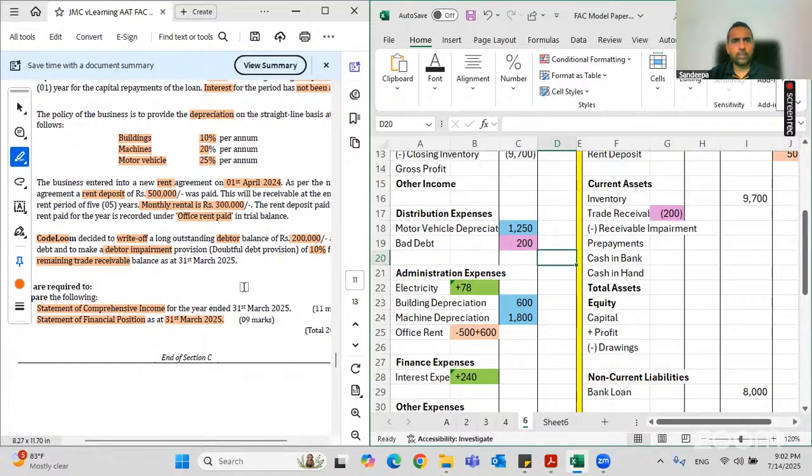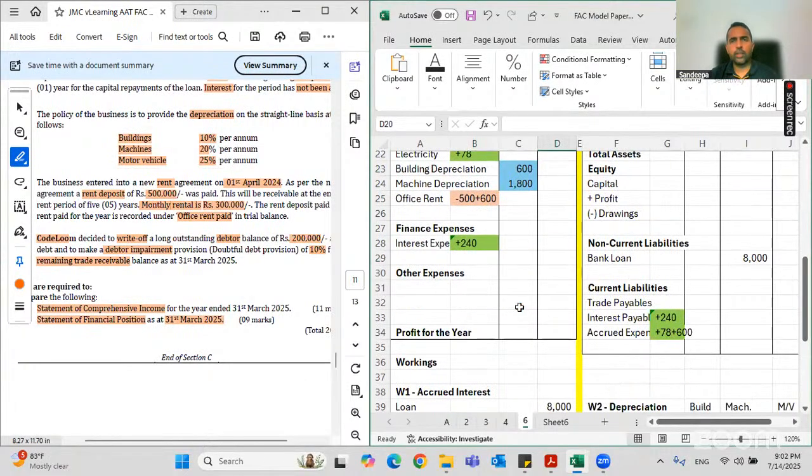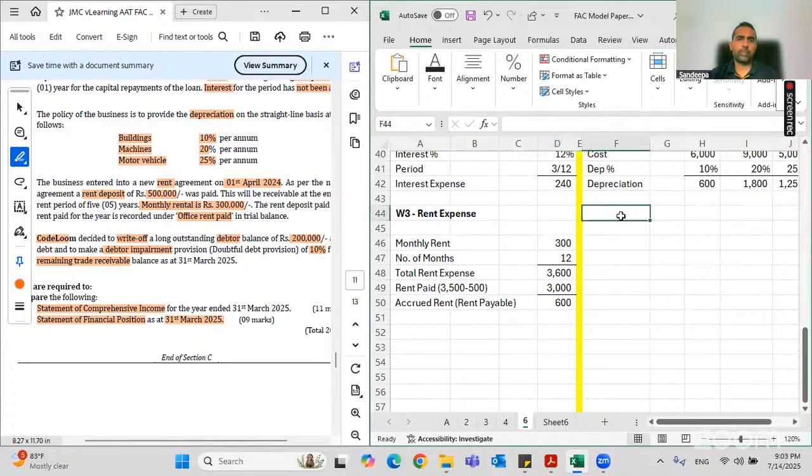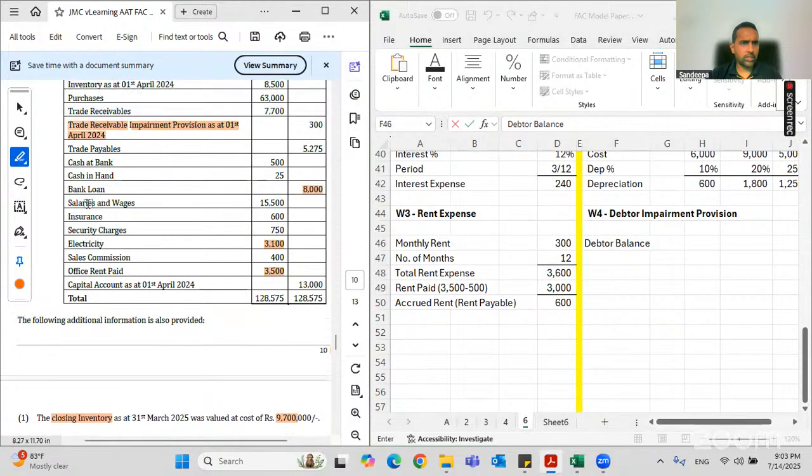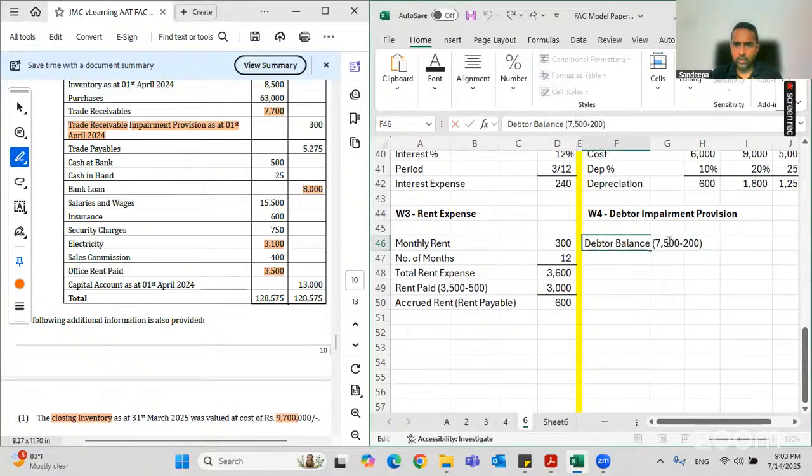Okay. Bad debt done. So finally, let us do the doubtful debt provision, or the debtor impairment provision. Now let's take the debtor balance first. If you look at the debtor balance, trade receivable, it was 7,700. Of that 7,700, we have already written off 200. So the debtor balance remaining is 7,500.